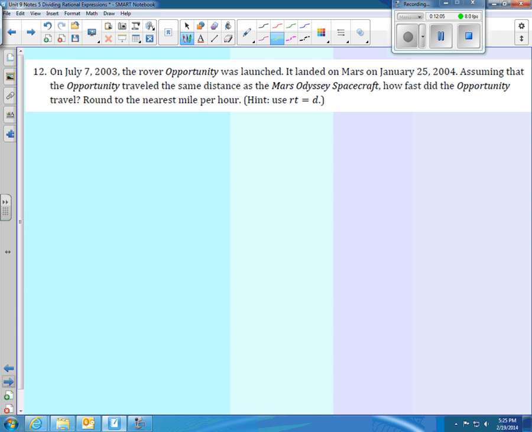Okay, we're going to apply that here to problem 12. It says on July 7th of 2003, the rover Opportunity was launched. It landed on Mars. Assuming that the Opportunity traveled the same distance as the Mars Odyssey spacecraft, because remember that one went from Earth to Mars, how fast did Opportunity travel? Round to the nearest mile per hour. Okay, so that distance that we saw in our last one was 466 million miles.